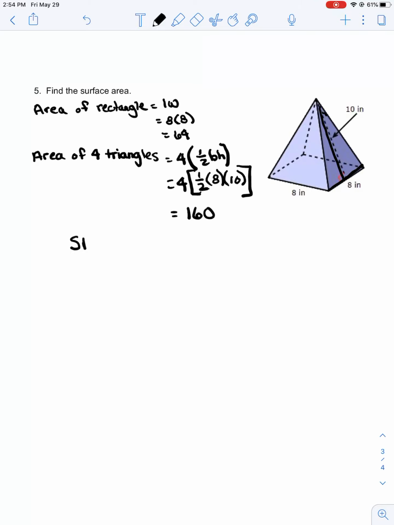So our surface area is 64 plus 160, or 224 inches squared. And that's our surface area for our triangular pyramid. That is our review for our surface area and volume.